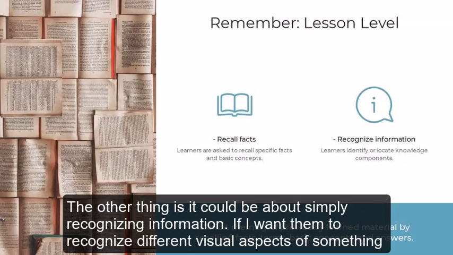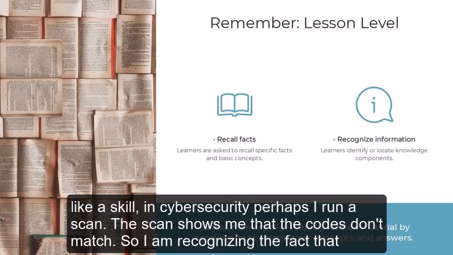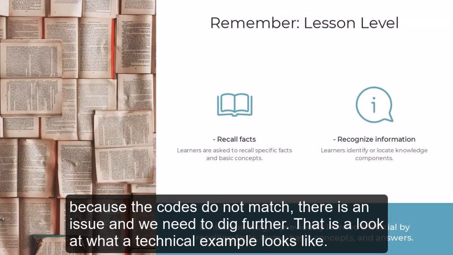The other thing is it could be about simply recognizing information. If I want them to recognize different visual aspects of something like a skill, in cybersecurity, perhaps I run a scan. The scan shows me that the codes don't match. So I am recognizing the fact that because the codes do not match, there is an issue and we need to dig further. That is a look at what a technical example looks like.